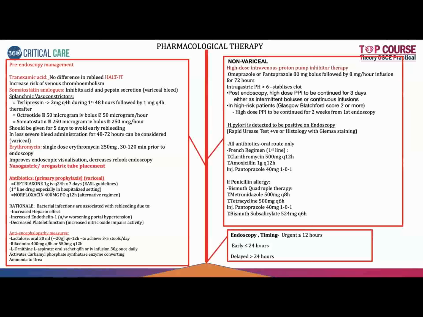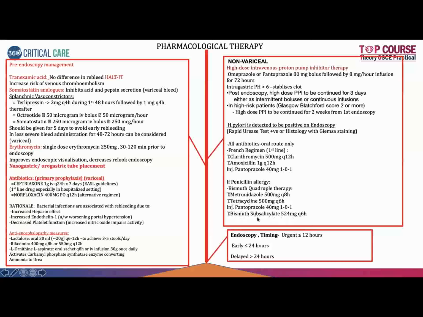during endoscopy, the rapid urease test is normally performed. If it is positive, then consider H. pylori treatment as well. So what is the regimen for H. pylori? When we look at the French regimen, clarithromycin 500 BD, amoxicillin 1 gram BD, pantoprazole 40 milligram BD has been administered. Some regimens consider quadruple therapy wherein metronidazole has also been added to it. If there is penicillin allergy, bismuth quadruple therapy, metronidazole, tetracycline, pantoprazole, and bismuth subsalicylate has been advised.